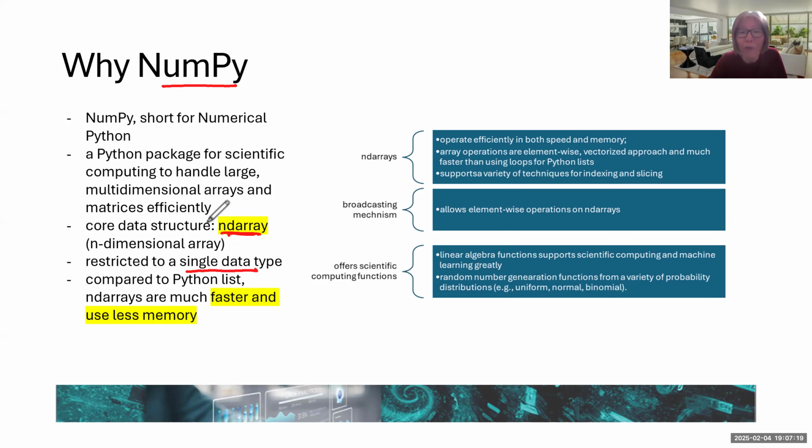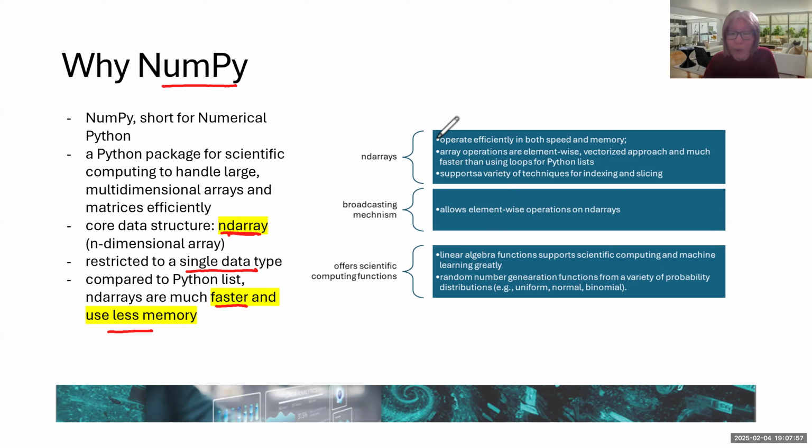So this is also different from the Python list. Python list is heterogeneous, okay? And also, compared to Python list, it's much faster and uses less memory, okay? And because a list also stores a sequence of data, ndarray also stores a sequence of data, okay? But we can see here that ndarray is only used to store a single data type. It's fast and uses less memory, okay?